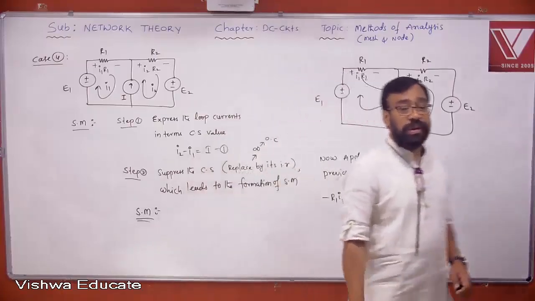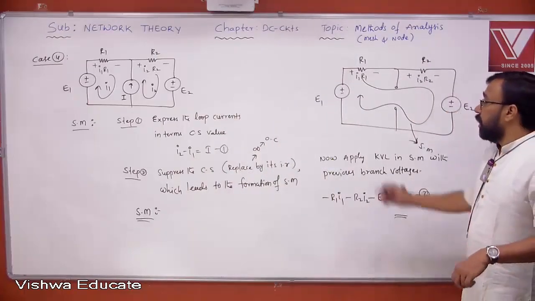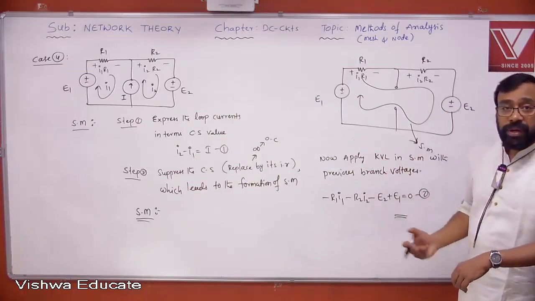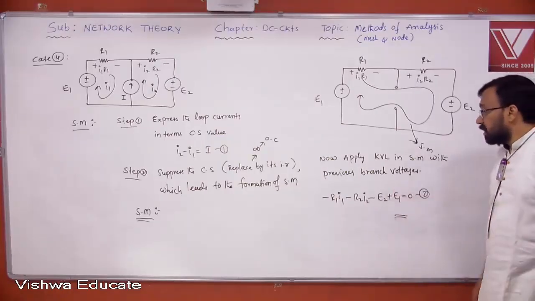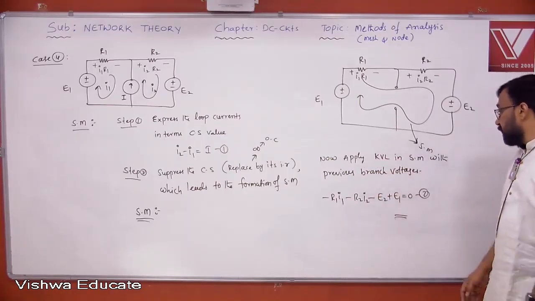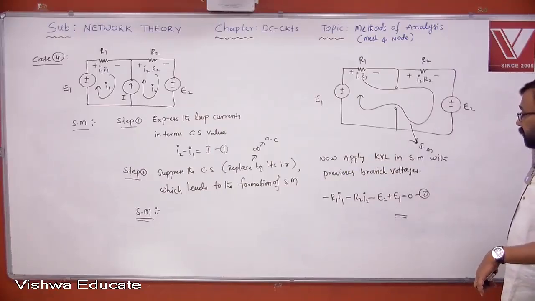Understand all of you? Okay. You got two equations and two unknowns. You can solve them and you get the values. Okay. So please note down this quickly here. You got this. Now apply KVL in the supermesh with previous branch voltages.